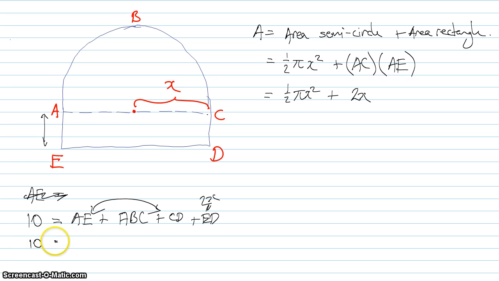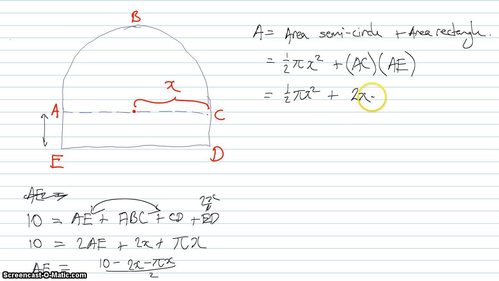So okay, 10 is equal to 2AE plus 2x plus whatever ABC is going to be. What's ABC? Well, this is just half the circumference of a circle with radius x, right? So what's the circumference of a circle? It's 2 pi r. So the circumference of the semicircular part is just going to be pi times the radius, or in this case, pi times x, right? So we actually find that AE is equal to (10 take away 2x take away pi x) all over 2. Yep. And we can actually just substitute this into our equation.